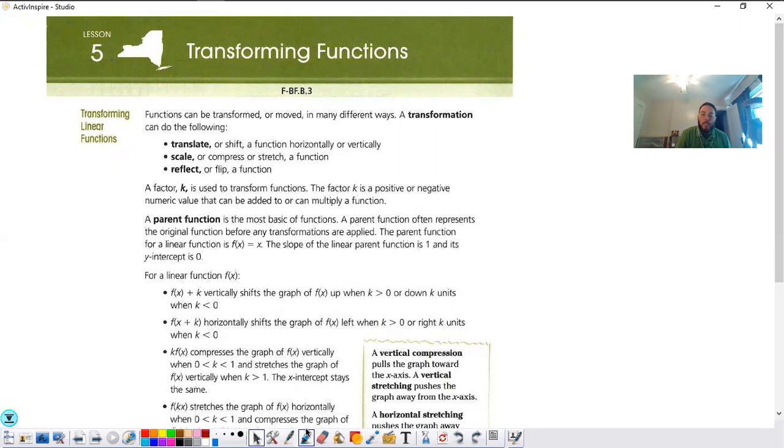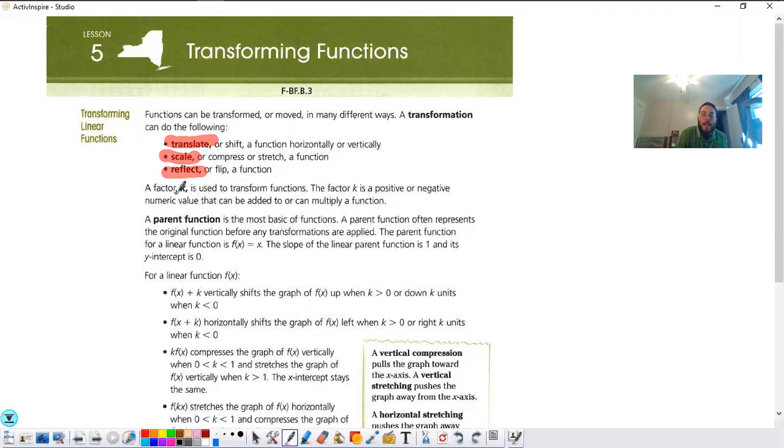A transformation can do the following things. So we can translate, right, which is to shift either horizontally or vertically. So just move a function. We can scale a function, which compresses or stretches it. And then we can also reflect or flip a function over a given line or an axis.